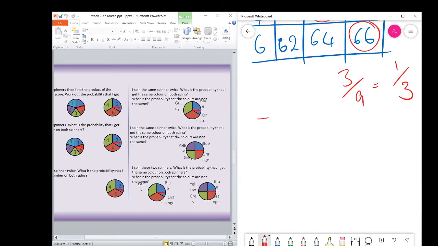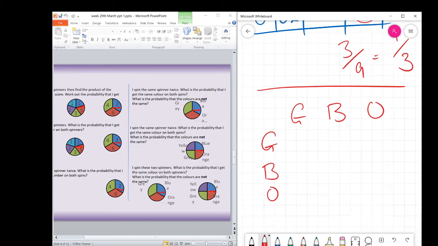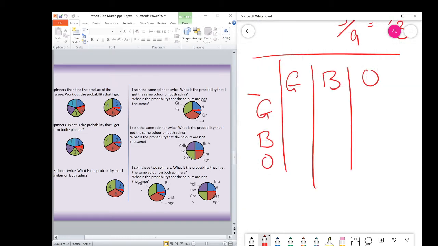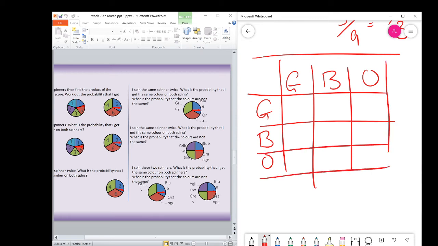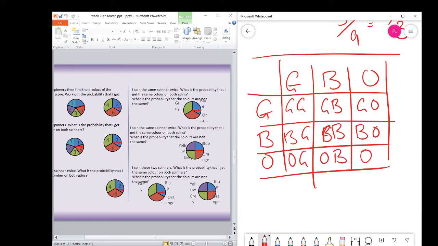So, I spin the same spinner twice. What's the probability I get the same colour on both spins? Okay. So we've got a grey, a blue, an orange, a grey, a blue, an orange. If I'm going too fast at any point, great thing about videos, you can just pause me. Green, green, green, blue, green, orange, blue, green, blue, blue, blue, orange. Orange, green, orange, blue, orange, orange.